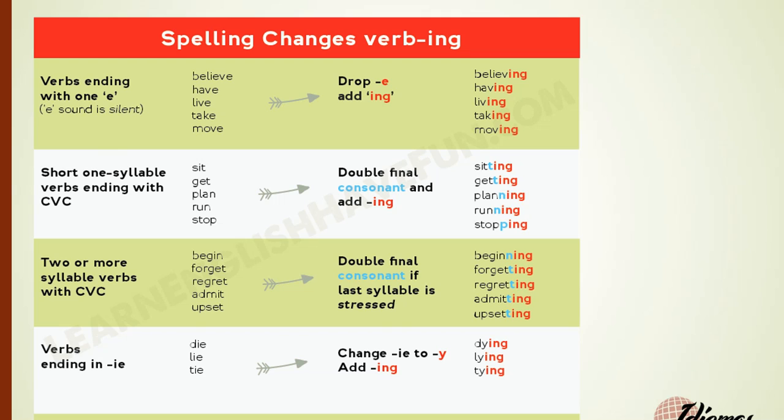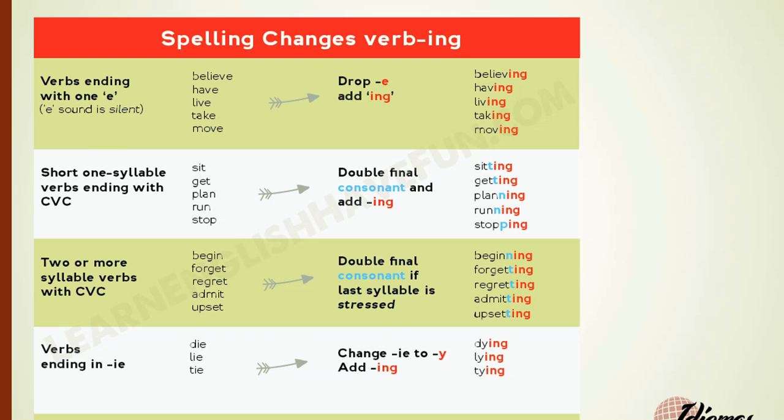This rule also applies when you have a verb that has two or more syllables, but what is the condition? That the stress is in the last syllable. Remember that the stress is understood as the acento in Spanish. Begin. Begin has the stress in the last syllable. And you can see that in this case, the last consonant is doubled, so you have a double N. So you have begin, beginning. Other examples are forget, forgetting, regret, regretting, admit, admitting, upset, upsetting.